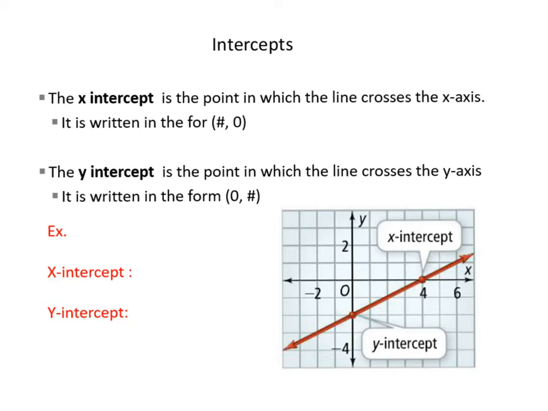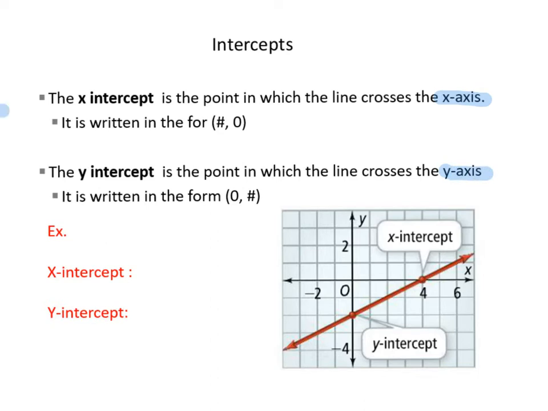Now we will talk about the x- and y-intercept. The x-intercept is the point at which the line crosses the x-axis and is written as an ordered pair of the form (a number, 0). The y-intercept is the point at which the line crosses the y-axis and is written in the form (0, a number).